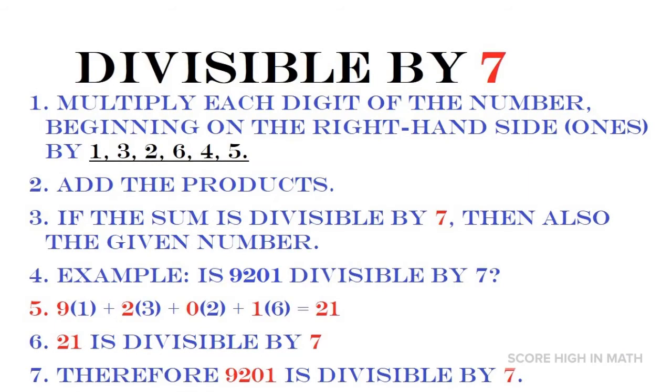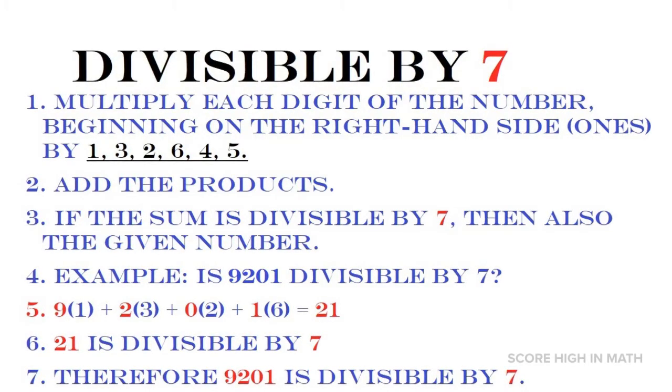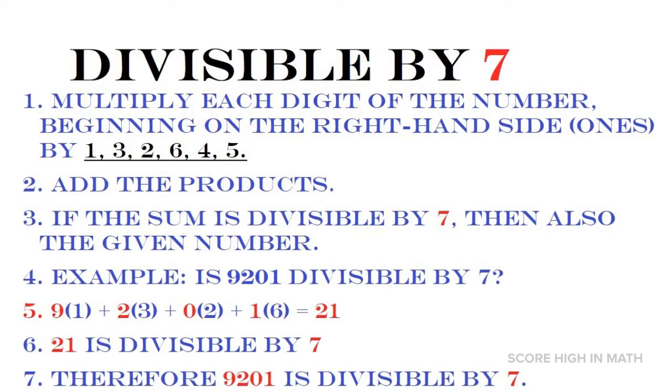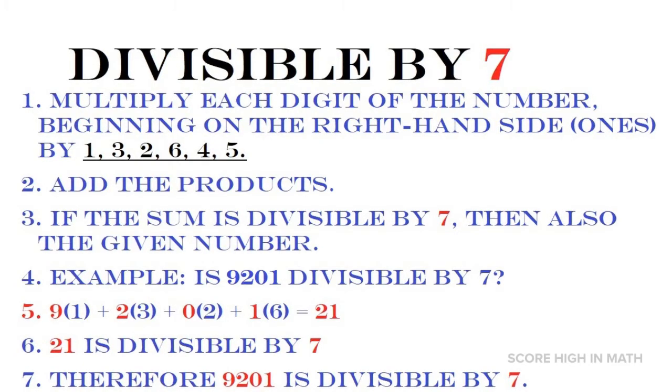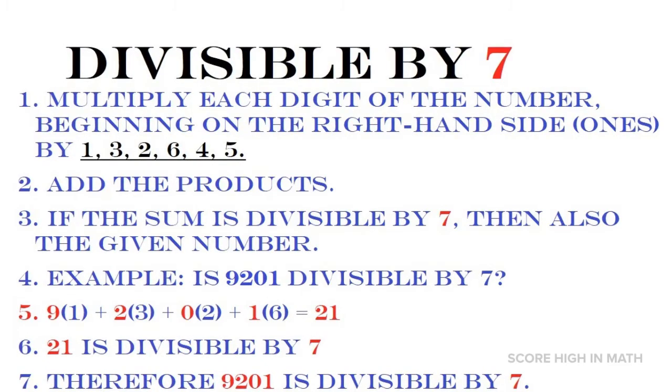Let us work on 9,201. Is this divisible by 7? We're going to multiply each digit of the number by 1, 3, 2, 6, 4, and 5. So, we're going to multiply 1 by 1, plus 0 by 3, plus 2 by 2, plus 9 by 6. It is equal to 21. 21 is divisible by 7. Therefore, 9,201 is divisible by 7.